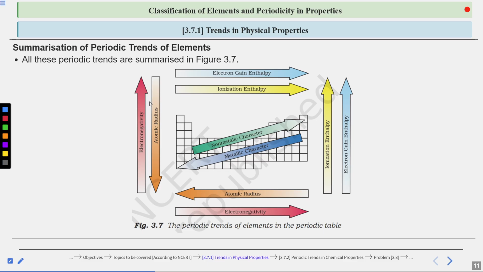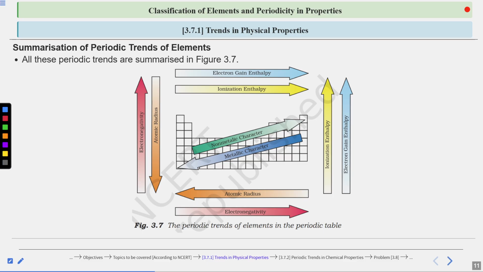Now, I would suggest you make this diagram by yourself again and again. How will it help? It will help you to remember all of these trends in one picture. Okay, just try to summarize this whole picture in your mind. Got it? What you can see here is that the electronegativity is increasing from bottom to top, okay? And your atomic radii is increasing from top to bottom.